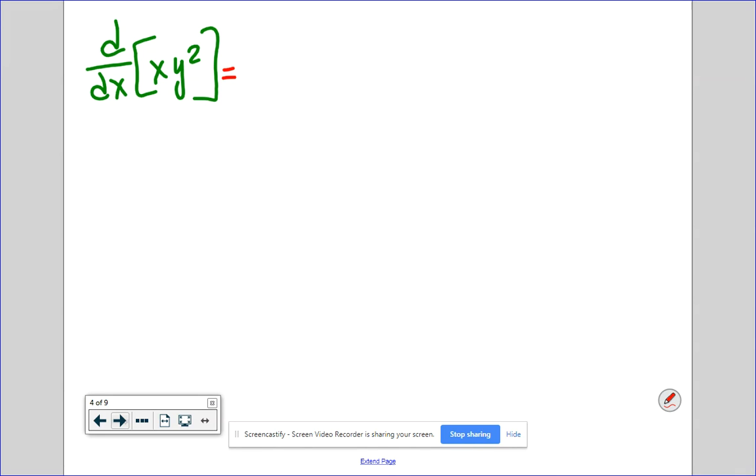How do we do a problem like this? X times y squared. So it's multiplication. So I can't just split them into their own tubes and add or subtract. So product rule. I have to do product rule. So f here is x. G equals y squared.